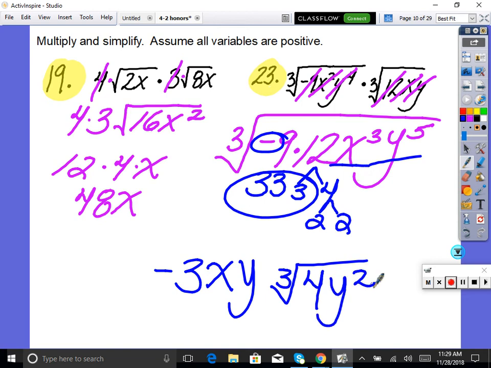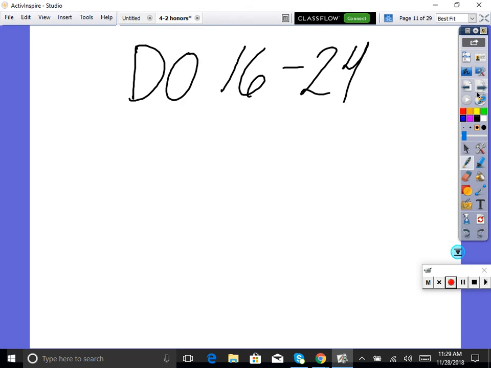Now I have people say, well, does that need absolute values? Is it even an even root? No, so you don't ever need absolute values if it's not an even root. Odd roots? No, never. Okay, so you can basically finish up section 1 through 24 on that page.